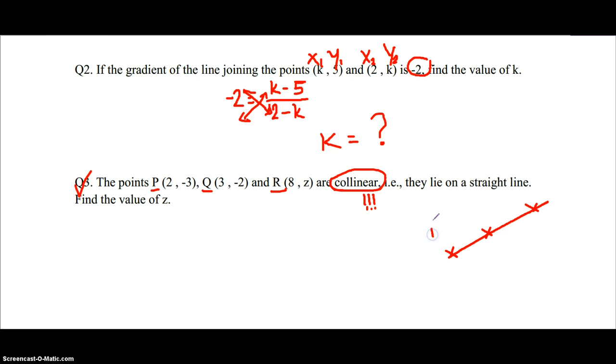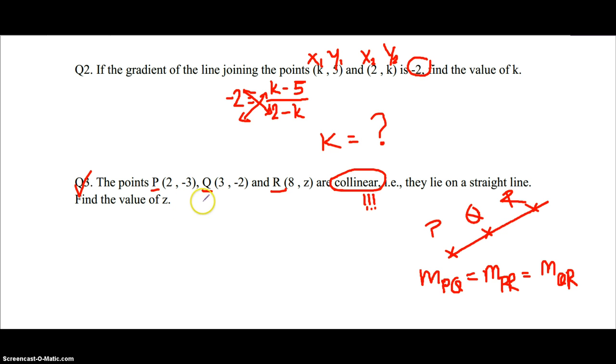For example, P, Q, and R. If you look at the steepness of this straight line, it means that the gradient M of PQ is equal to the gradient of PR, and is also equal to the gradient of QR. Okay, so we say find the value of Z.